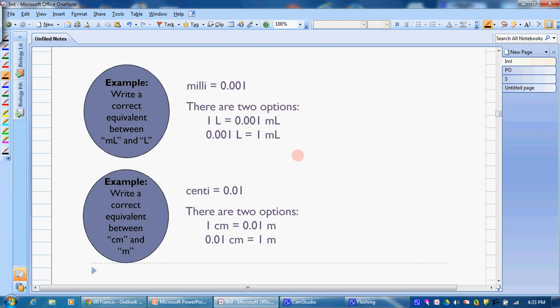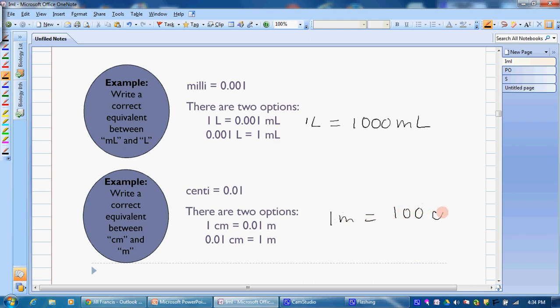Milli is 1/1000th. Okay, there's a couple different ways you can write this. A 1,000th of a liter equals 1 milliliter. Centi, 1 centimeter equals 100th of a meter, or 100 centimeters equals a meter. Another way to look at this is 1 liter equals 1,000 milliliters, or 1 meter equals 100 centimeters.